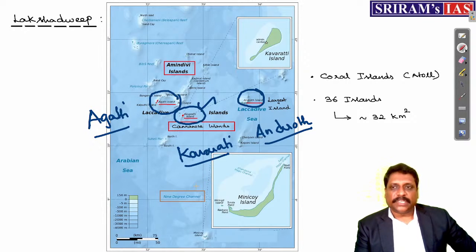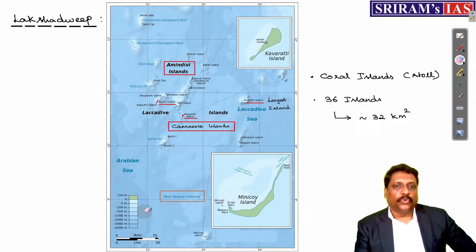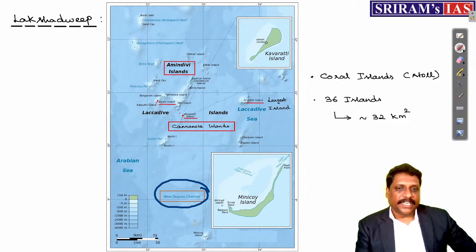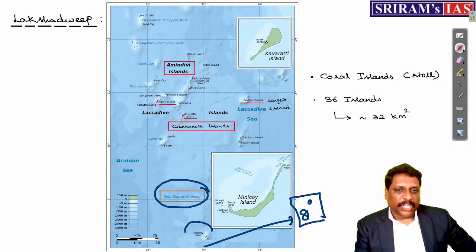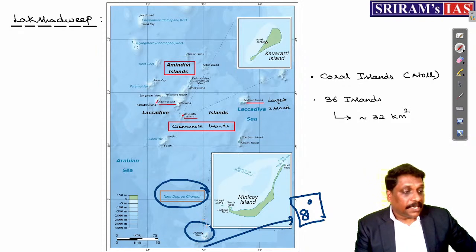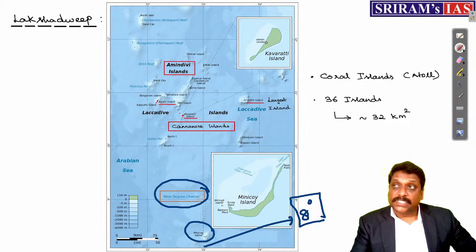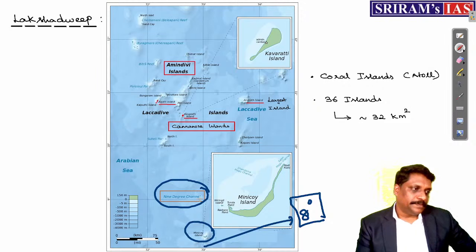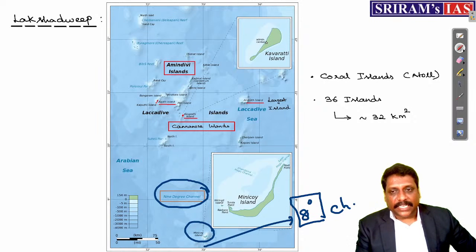Okay. And say, for example, like 10-degree channel, what you have here is what? 9-degree channel and 8-degree channel. 8-degree channel is not visible here, but I'll include it here. 8-degree channel is the one which separates Minicoy Island and Maldives. Or I can say Lakshadweep and Maldives. Or I can say India and Maldives also. Okay. So this 8-degree channel is also very, very important.